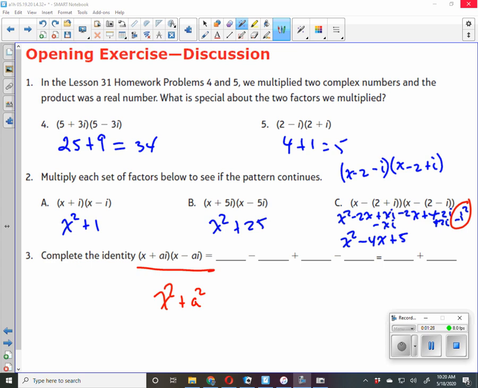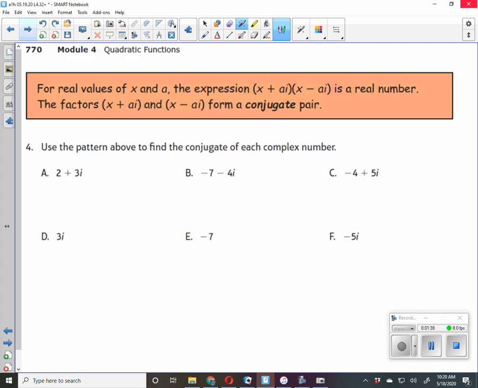The whole idea was to get you to understand that we have special situations. Remember, these things always came in pairs, and the pairs happen to be conjugates of each other, which is what we introduce here. For real values of a, x and a, the expression x plus ai times x minus ai is a real number. The factors x plus ai and x minus ai form what we call a conjugate pair. These things come in pairs.